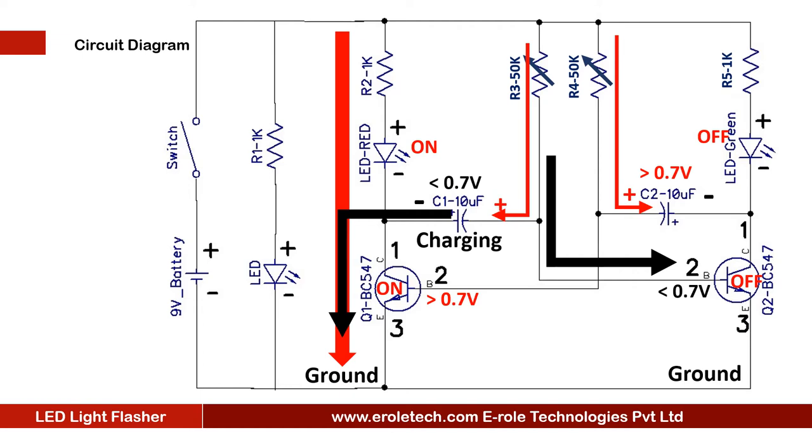This process will run forever. Flashing speed of LED depends upon the charging and discharging time of the capacitors. Variable resistors are used to adjust the flashing speed.